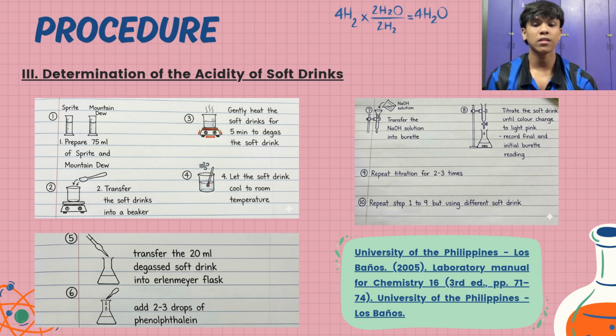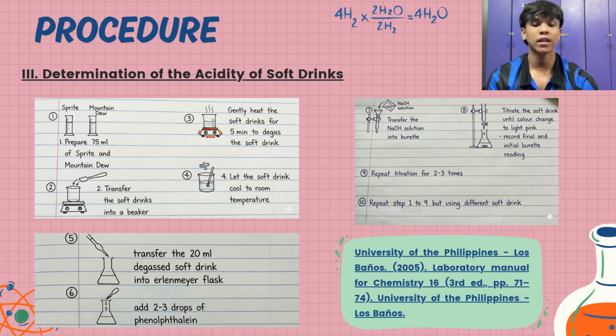then we transfer the soft drink into the beaker, and then we need to gently heat the soft drink for 5 minutes to degas the soft drink. After that, we need to let the soft drink cool to room temperature.